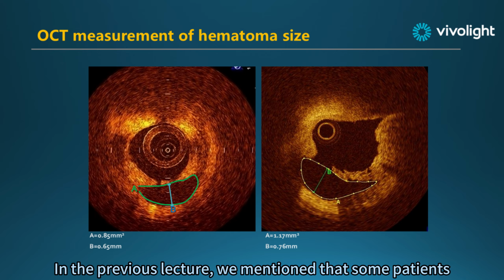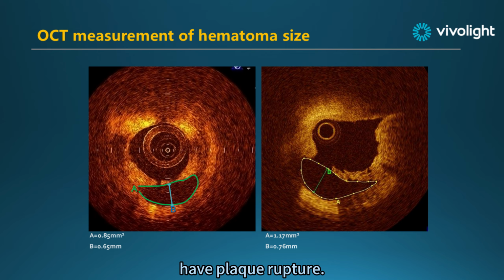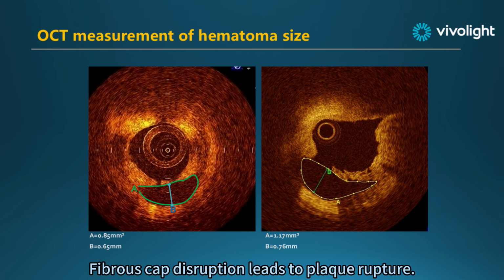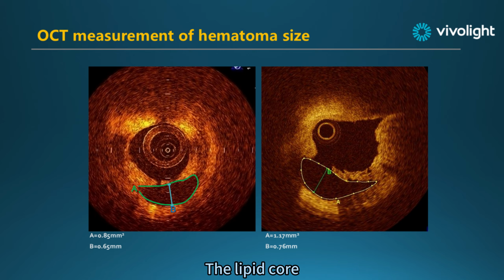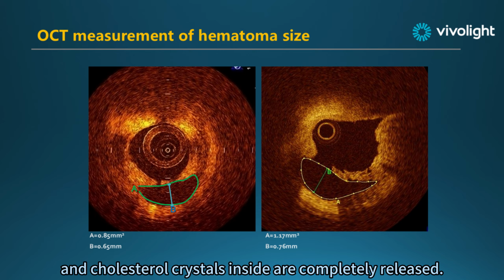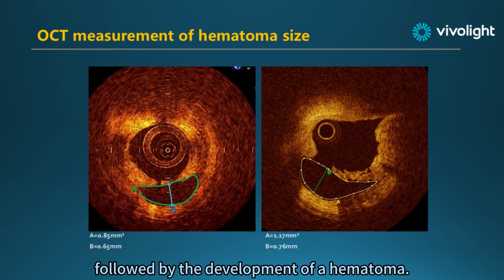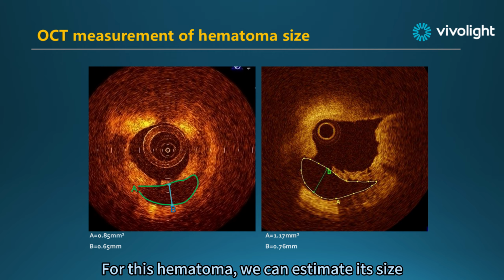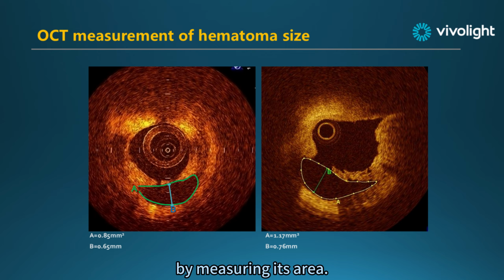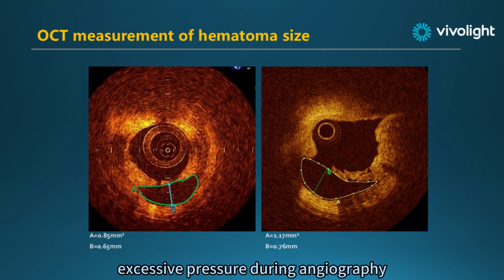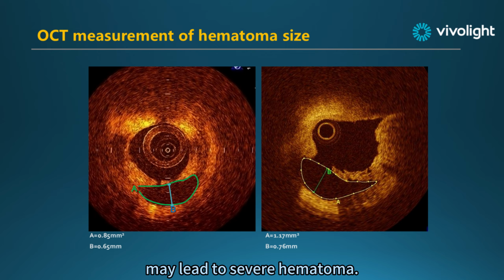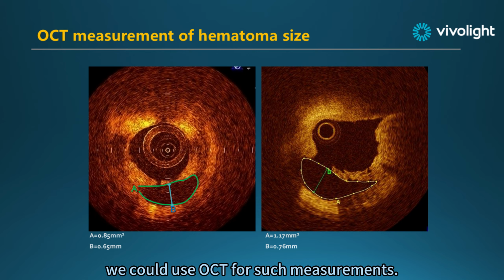In the previous lecture, we mentioned that some patients have plaque rupture. Fibrous cap disruption leads to plaque rupture. The lipid core and cholesterol crystals inside are completely released. At this point, a cavity forms, followed by the development of a hematoma. For this hematoma, we can estimate its size by measuring its area. In some cases with large hematomas, or patients with dissection, excessive pressure during angiography may lead to severe hematoma. Therefore, we could use OCT for such measurements.